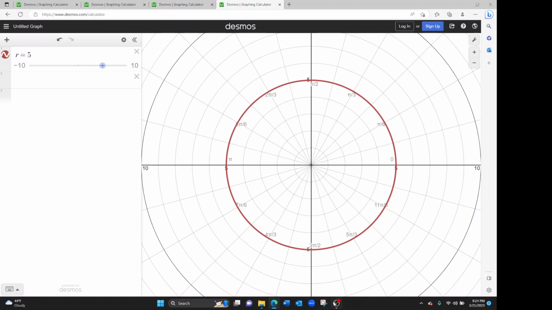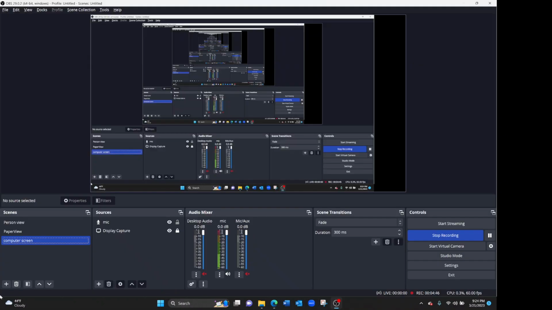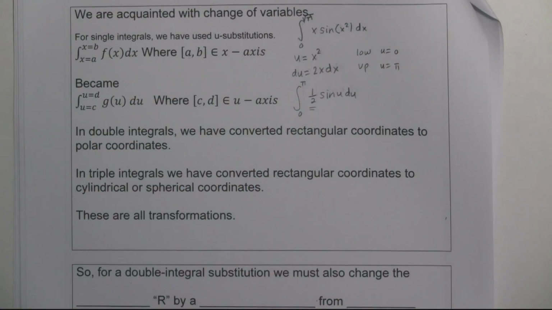Okay, back to not going to that anymore. So OBS and to paper view.